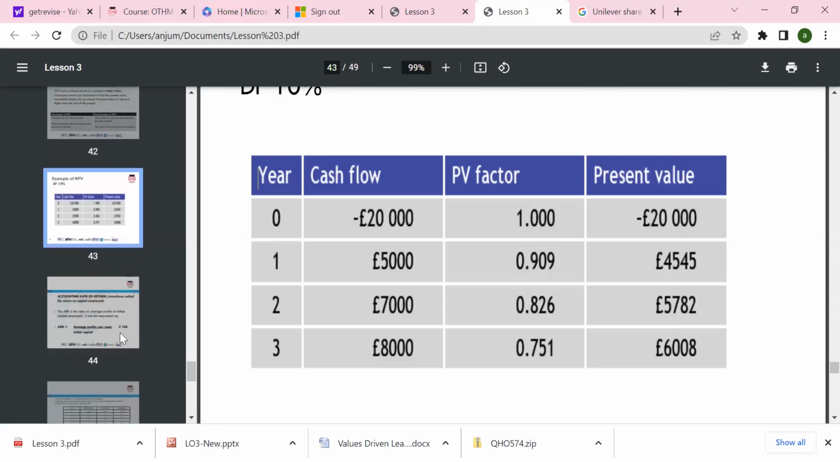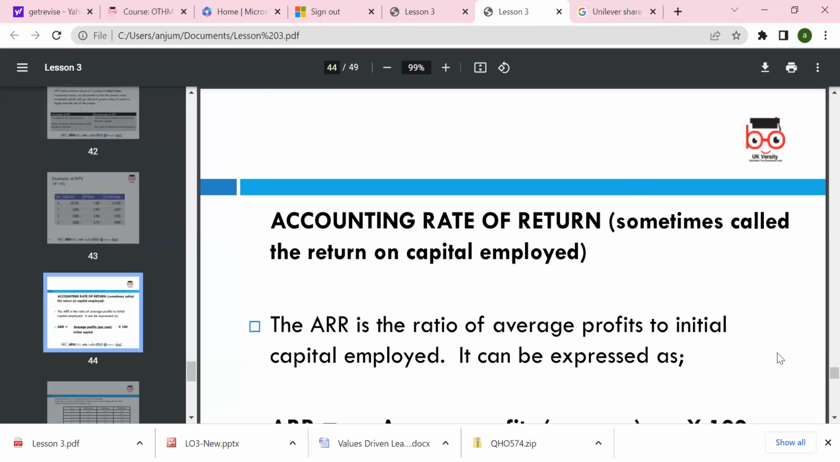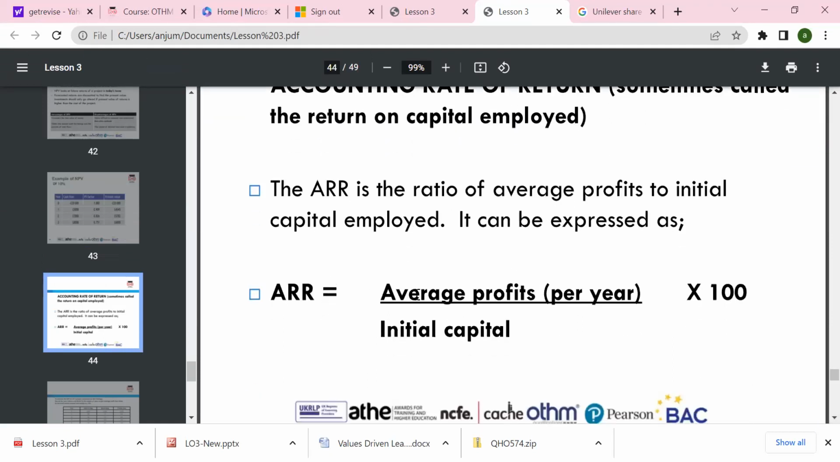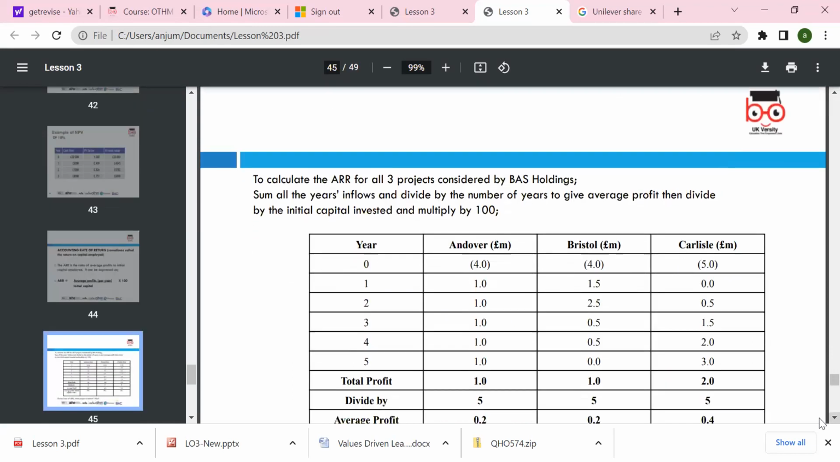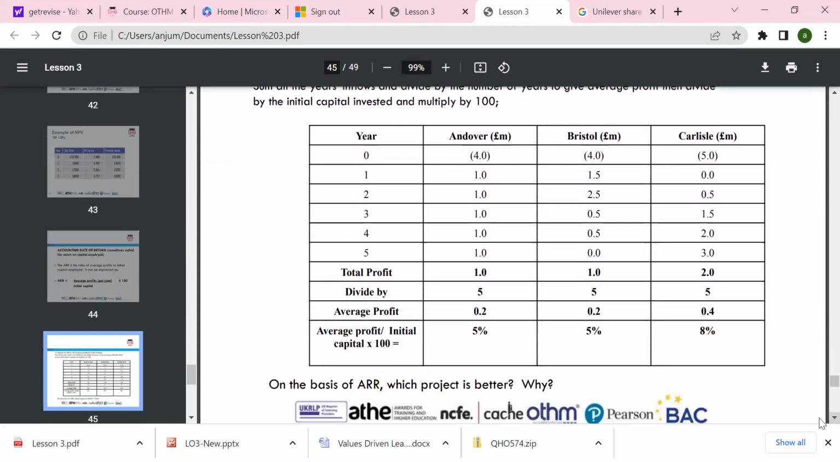Okay, and then we have ARR. ARR is known as annual rate of return. The formula is average profit divided by initial investment, and time. We always look for a higher return, which is better. In this example we have 3 projects, A, B, C, or we can say Handover, Bristol, and Carlisle. We're investing 4 million, 4 million, and 5 million, and the inflows, money coming in, are 1 million each year.